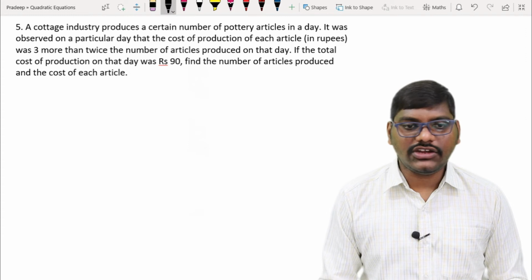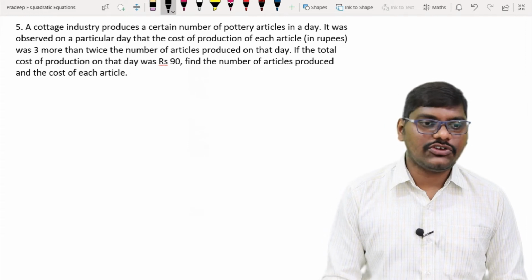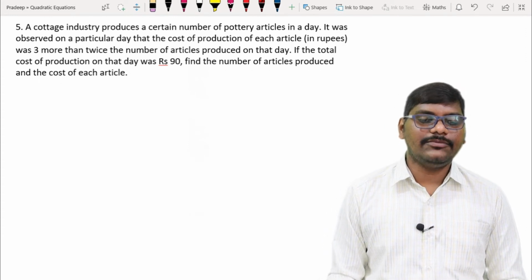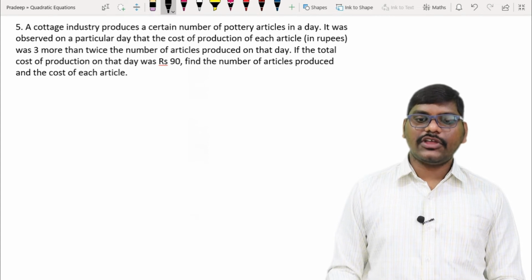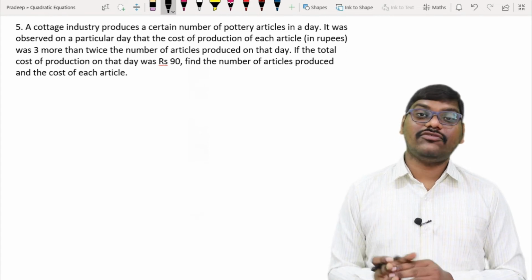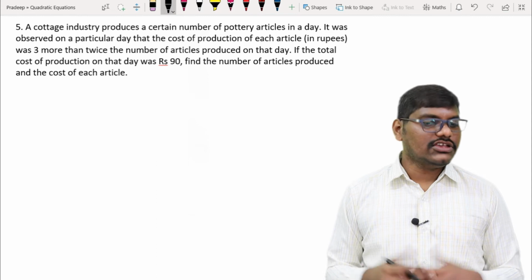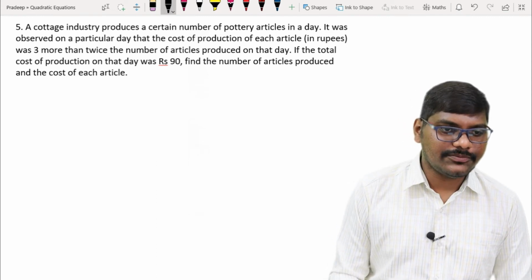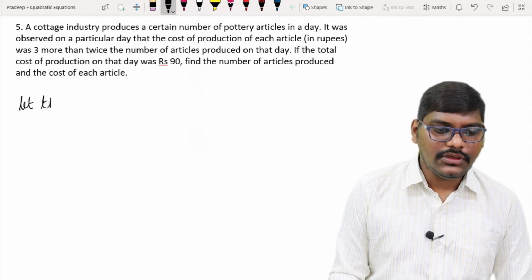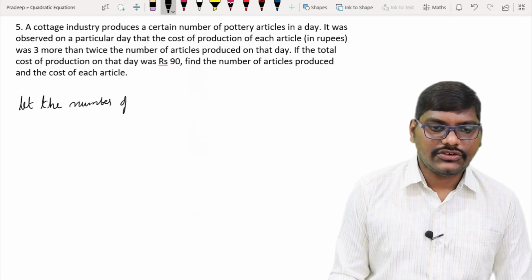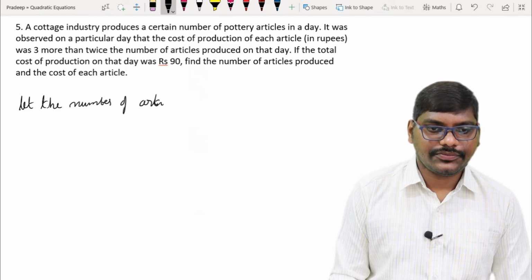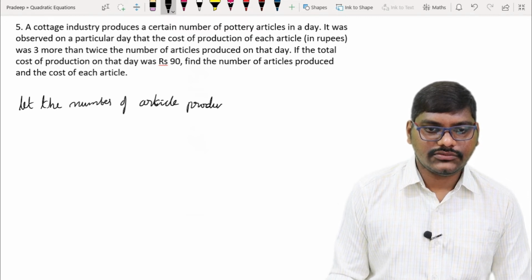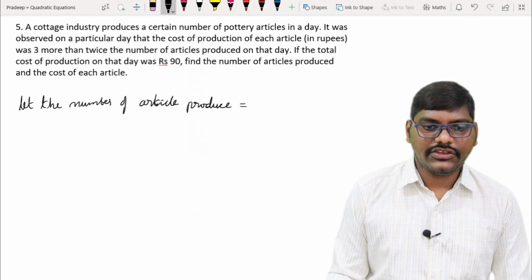So we have to find the number of articles produced and the cost of each article. They are asking how many articles were produced and what was the cost of each article. So let's try to do this. Let the number of articles produced be, so we have to find that, I'll just write it as x.